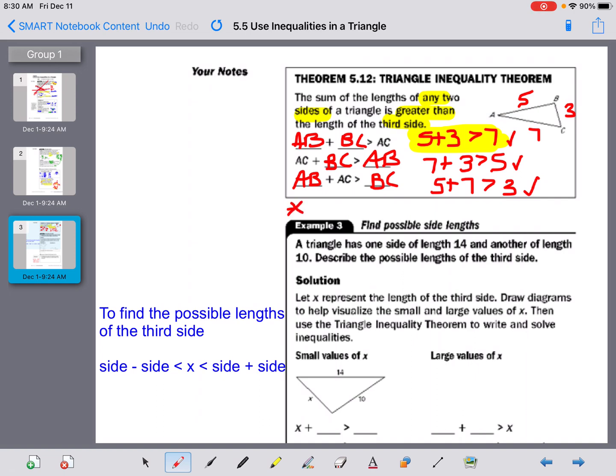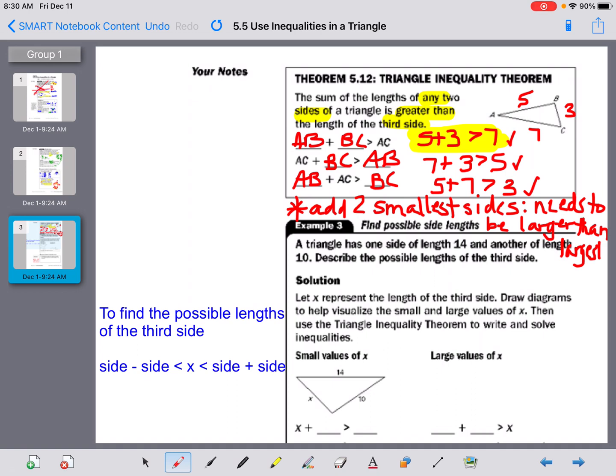So here's my hint to you. Instead of making you add all three sets of sides and check it, what I'm going to suggest to you is you add the two smallest sides, and it needs to be bigger than the largest, okay? That's what we need to know. It needs to be larger than the largest. That's the key on this, okay?